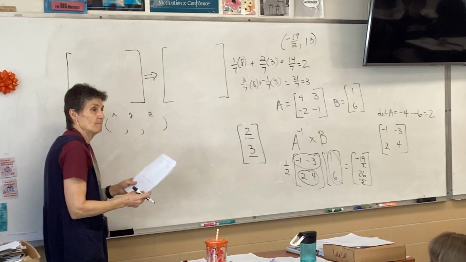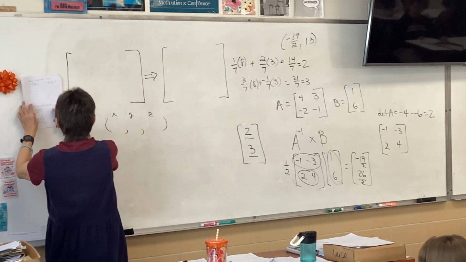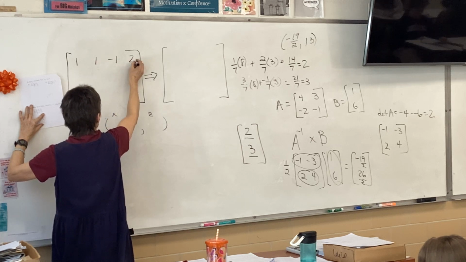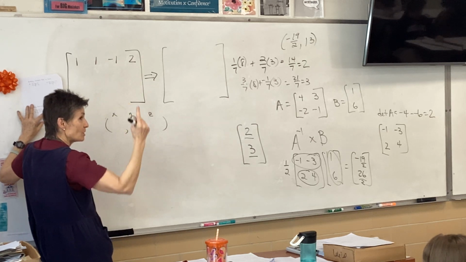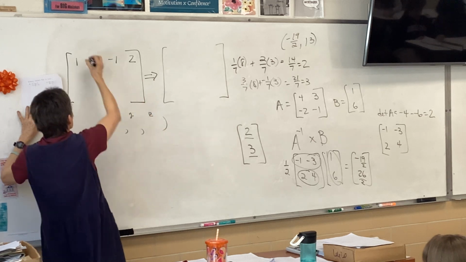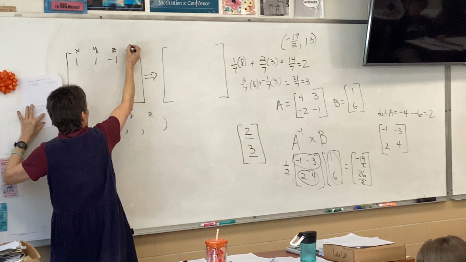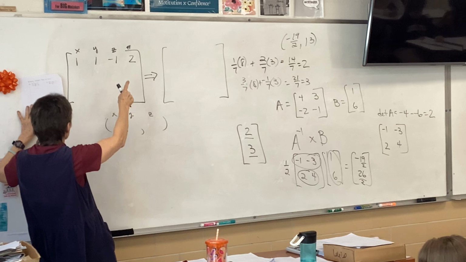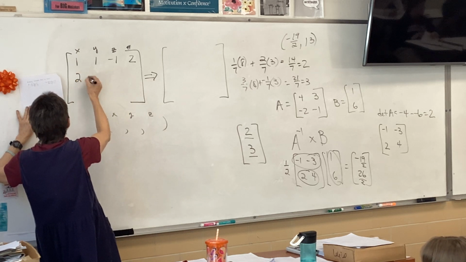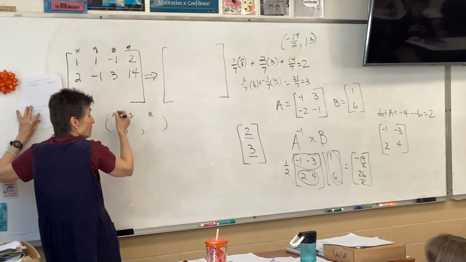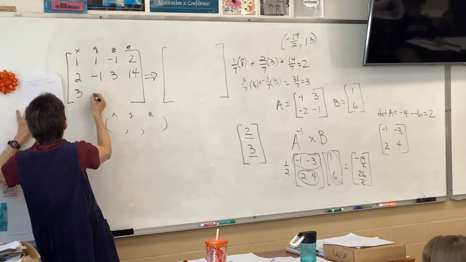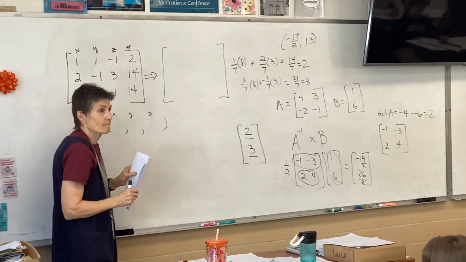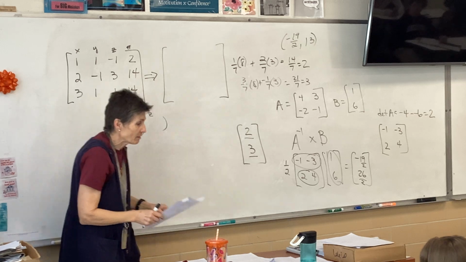So what goes in? Well, what goes in is 1, 1, negative 1, 2. So for this method, you make one matrix. You put in your X, Y, Z's and your equals number all in one row. So 1, 1, negative 1, 2. Then 2, negative 1, 3, 14. And then 3, 1, 1, 14.